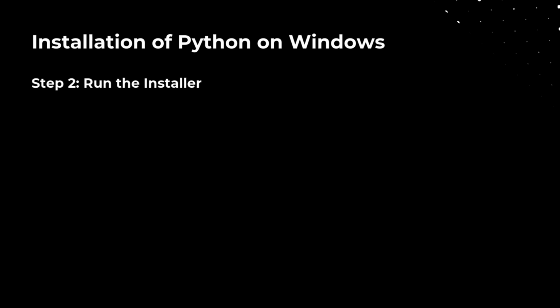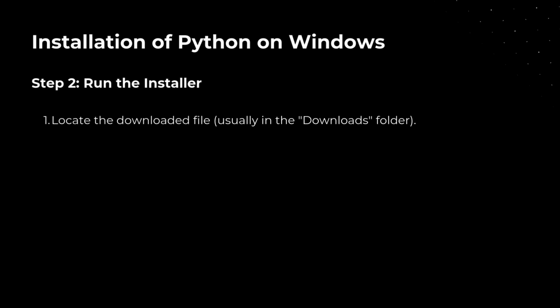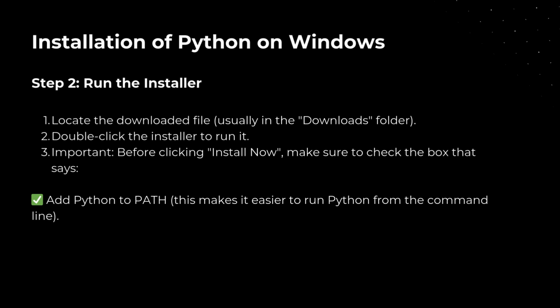Step 2. Run the installer. Locate the downloaded file, usually in the Downloads folder. Double click the installer to run it. Before clicking Install Now, make sure to check the box that says Add Python to PATH. This makes it easier to run Python from the command line.